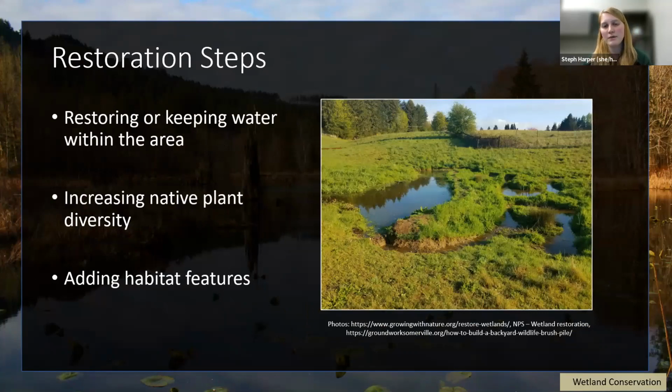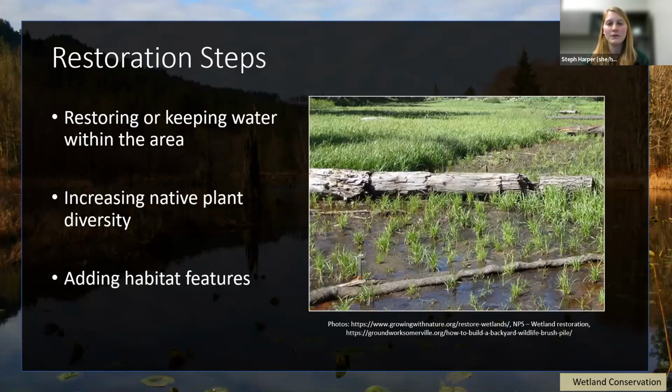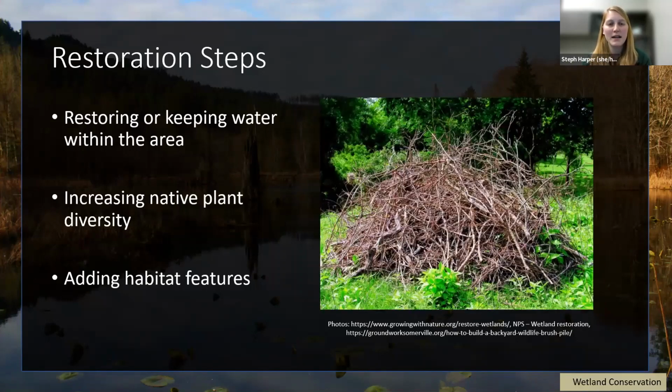And when we think about these wetlands and the restoration steps, we are thinking about three main parts: restoring or keeping water within the area. Remember, the hydrology is super important. Increasing the native plant diversity, so planting into an existing wetland or ecosystem. And then adding habitat features to encourage habitat to return to these areas.